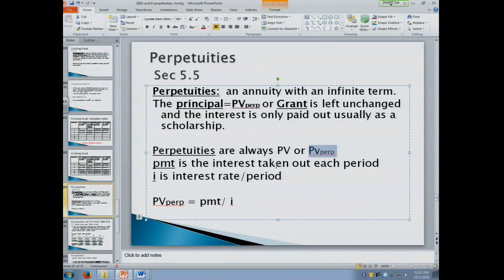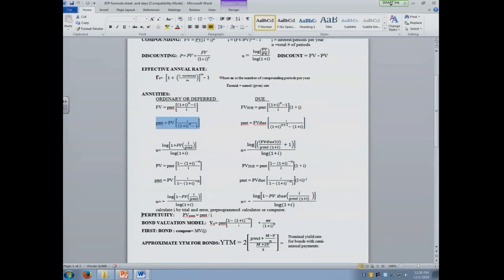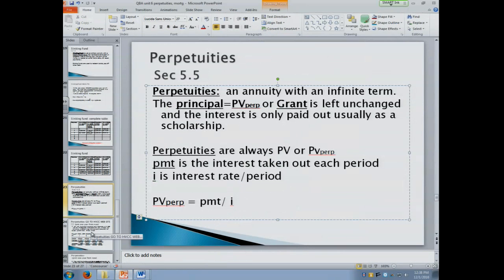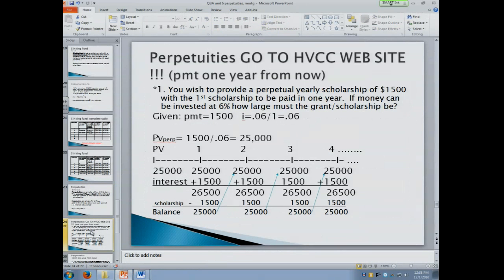Payment is the interest taken out at each period. I, again, is the interest per period. A very important formula for perpetuities is payment divided by I. This is on your formula sheet, right here. Okay? So let's go to our first problem.